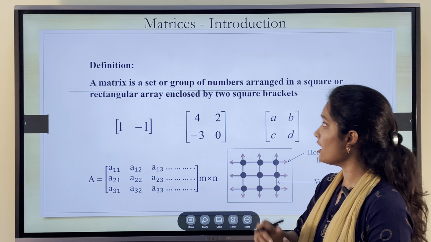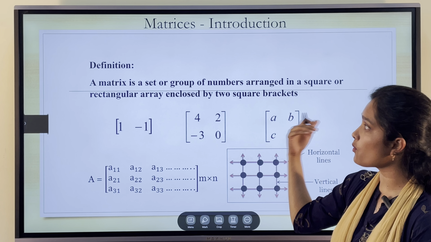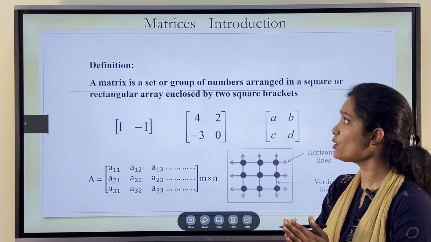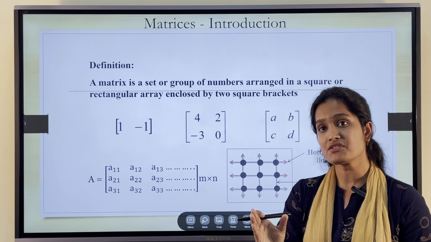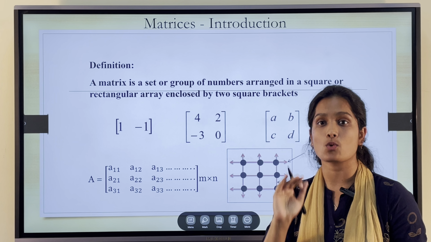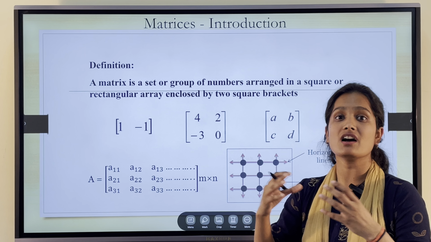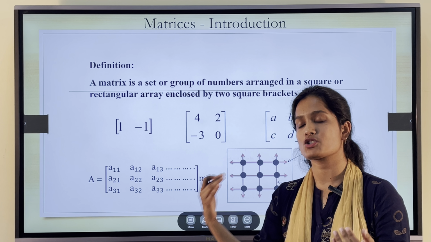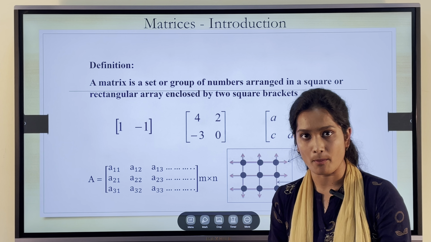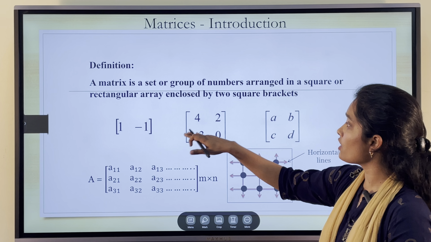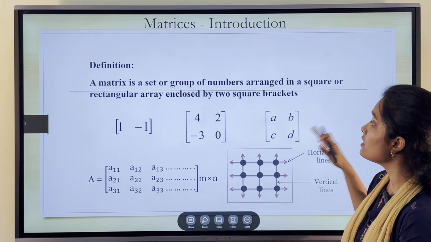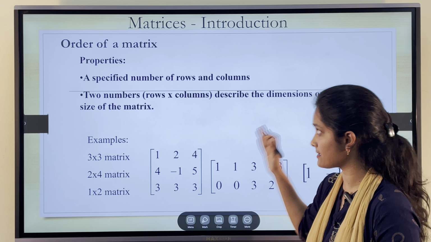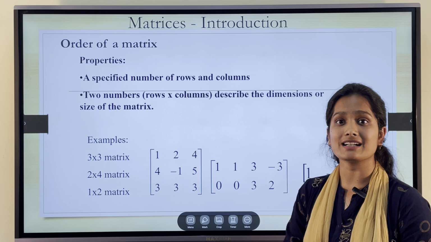What is a matrix? A matrix is the rectangular or square array of numbers enclosed by two square brackets. Important thing to remember over here is that matrix is always enclosed by the square brackets and it is an arrangement of numbers where the arrangement can be either in the row, either in the square format or in the rectangular format. Here, the horizontal lines denote the rows while the vertical lines denote the columns that are there in this matrix.